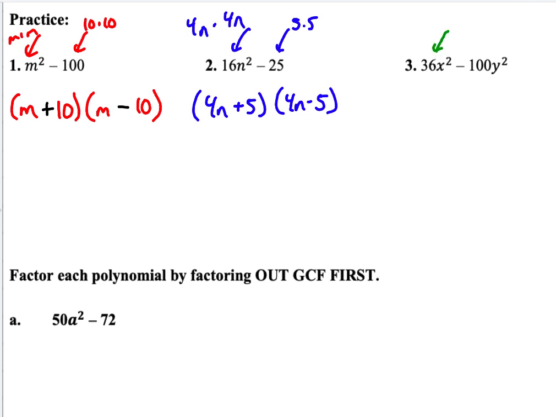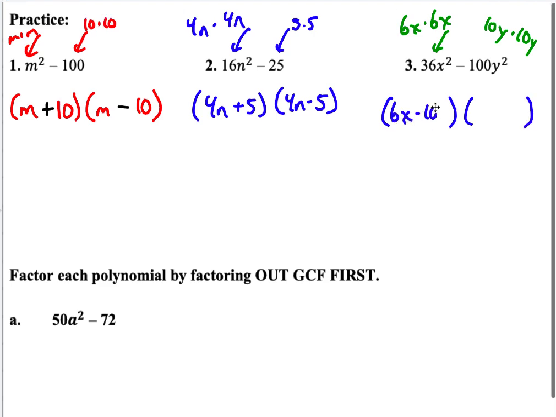Next one, 36x squared. Well, that's 6x times 6x. 100y squared is 10y times 10y. So that is a perfect square. We just separate each of the two pieces and switch the signs. So I have 6x minus 10y and 6x plus 10y. Once we know what those two pieces are, and it's always got to be that subtraction in the middle, because it was a negative times a positive for that last term, we can go ahead and factor it out.